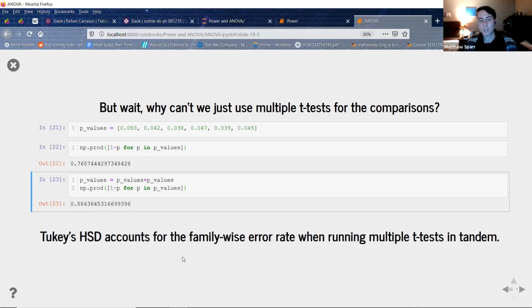So what Tukey's does is actually account for that. It doesn't just run multiple t-tests. It accounts for that error depending on how many different pairs of comparisons it makes.